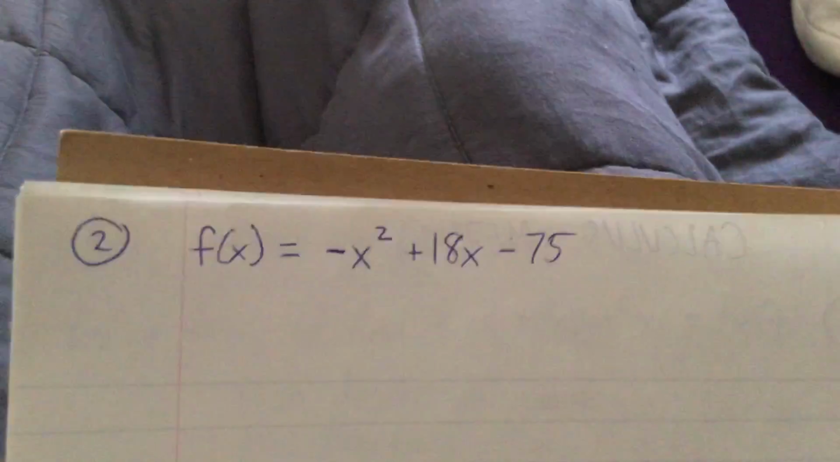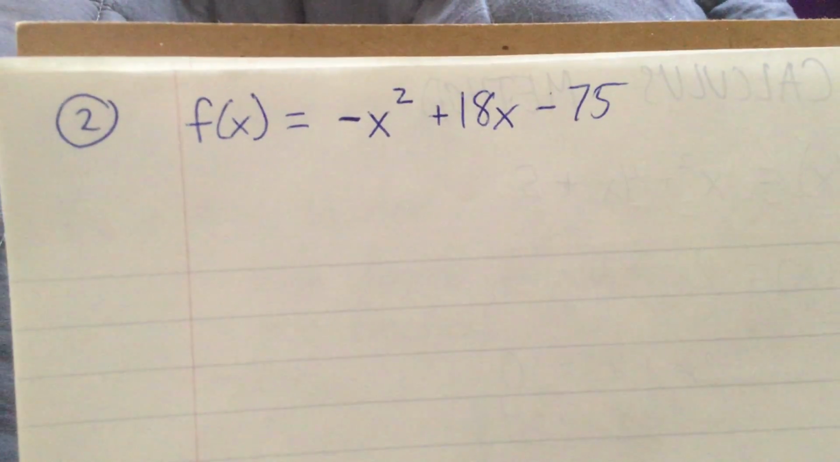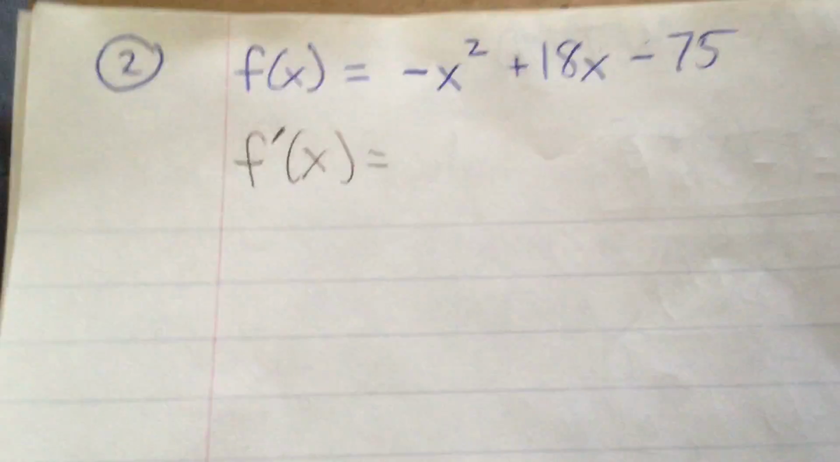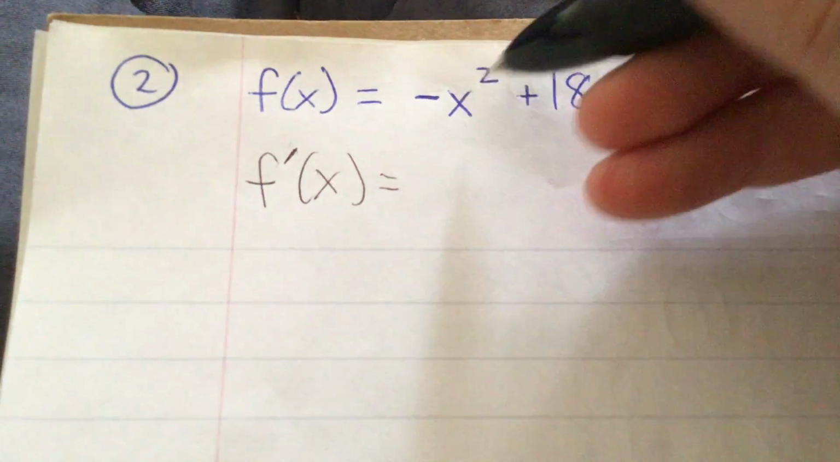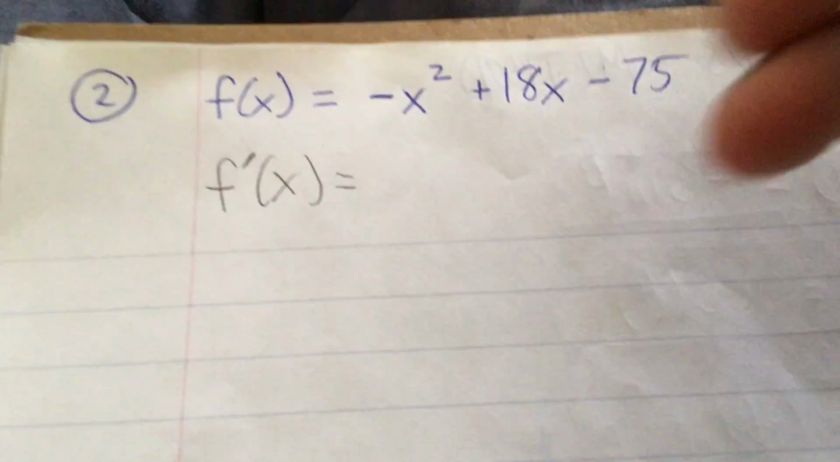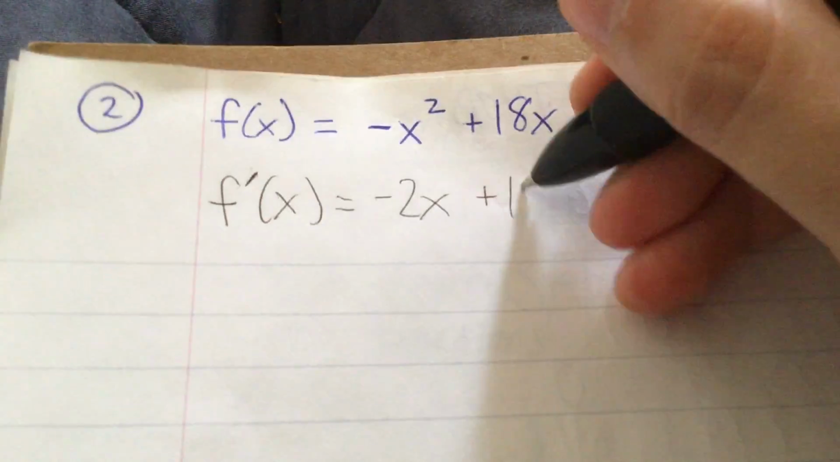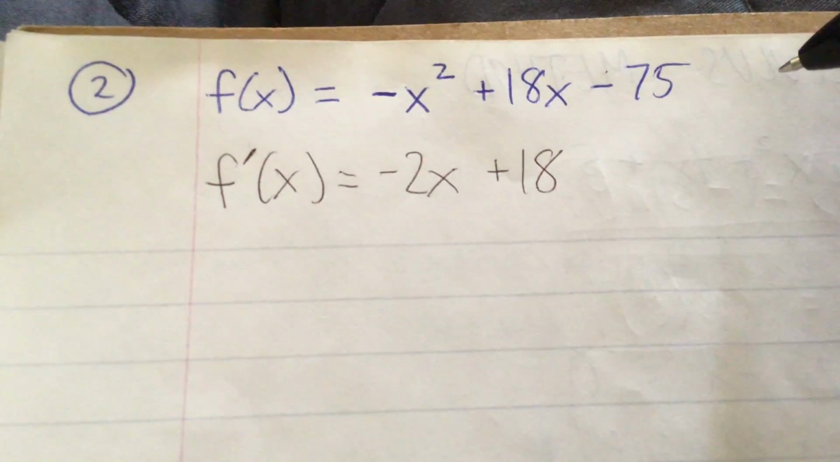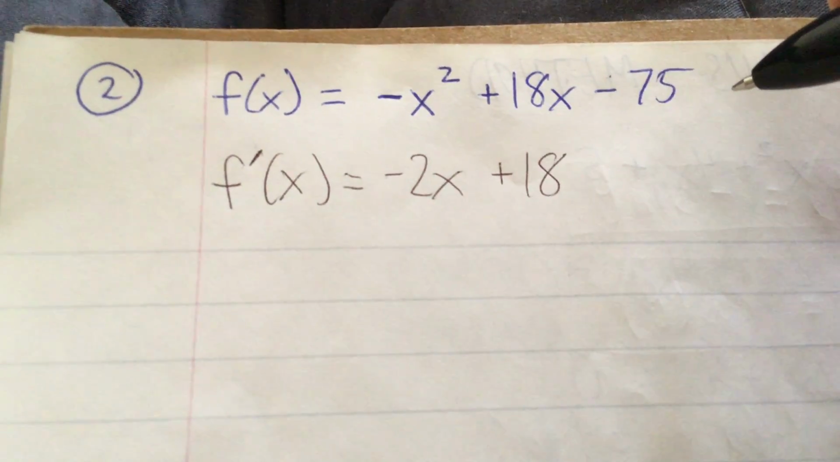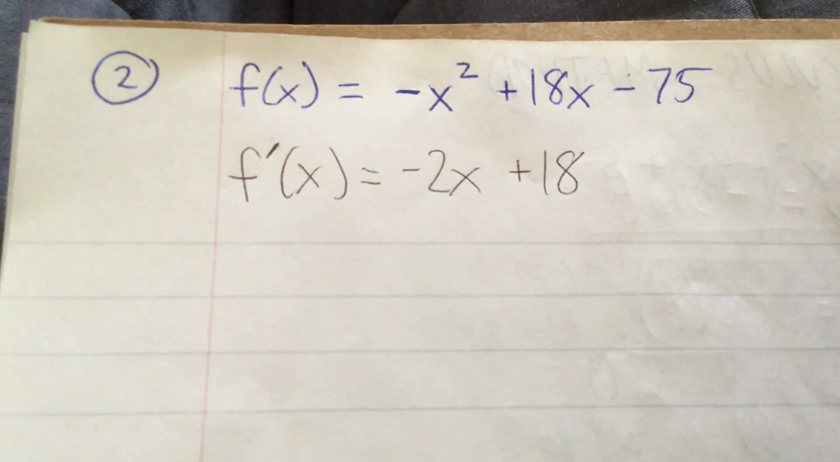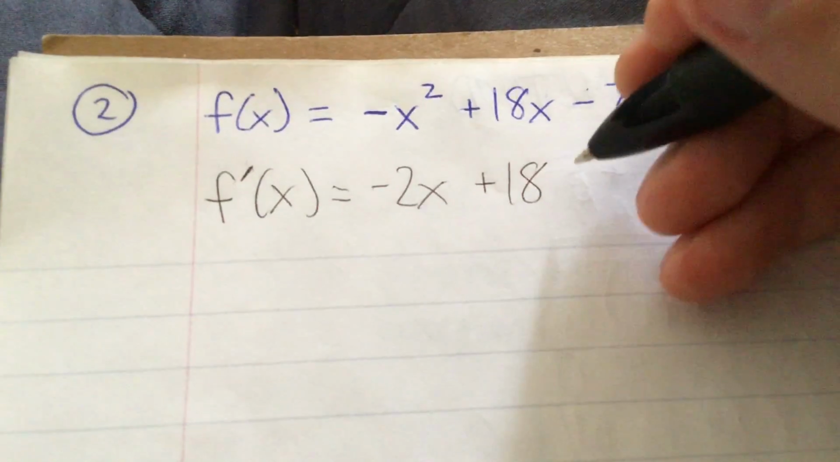Problem number 2. F of x is equal to negative x squared plus 18x minus 75. Okay, well, let's do it using the calculus way, where we answered the question, why does that negative b over 2a method work? Well, step 1, take the derivative. The derivative of negative x squared is negative 2x. And the derivative of positive 18x is just positive 18. And the derivative of negative 75 is 0. So once I figure out the slope, I want to figure out when the slope of the tangent line becomes 0. I want to figure out, well, when is the slope horizontal?